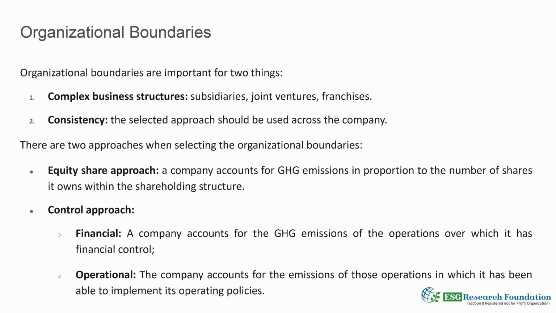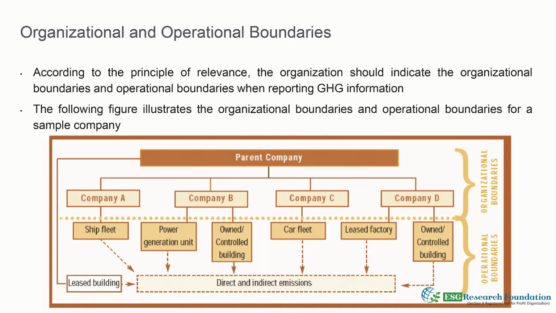And there are two approaches when selecting the organizational boundaries. There could be an equity share approach, or it could be a control approach with the financial or operational control. So that is more of different ways of allocating the emissions. If there's equity share, then it's clear that it is based on the sharing of the emissions depending upon what's the shareholding. Whereas in the control approach, whether you have the control or not is what determines whether the emissions are to be accounted or not. So, to differentiate the organizational and operational boundaries, I think this can be presented graphically in here.